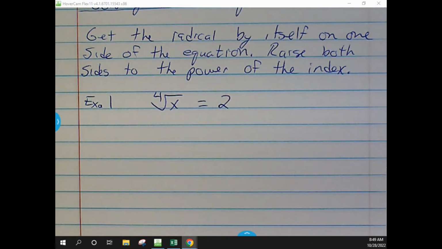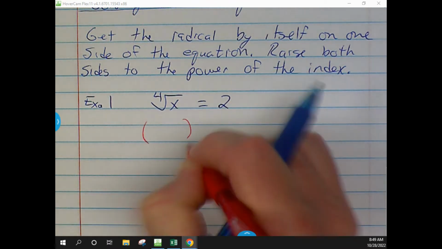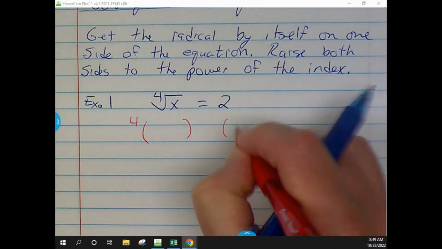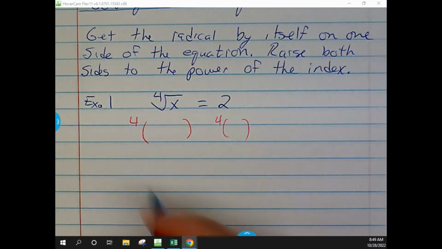All right, so we've got the fourth root of x equals 2. Gives you about the easiest one of these as you could get to start with. Okay, so in this case, the radical is already by itself on this side. So what we're going to do is, since it's the fourth root, we're going to raise both sides to the fourth power.